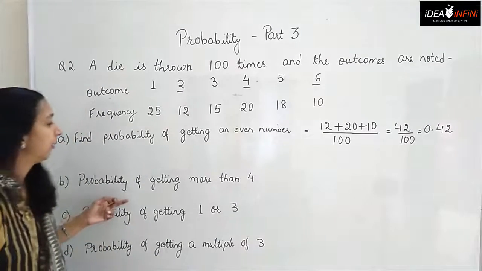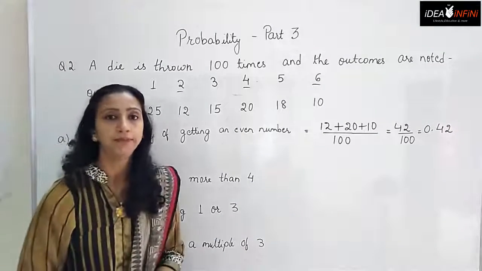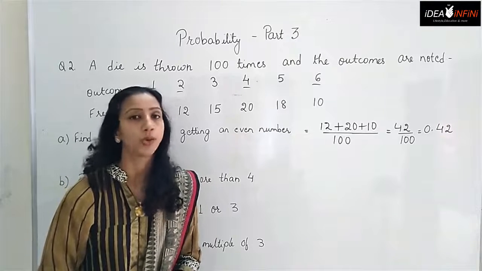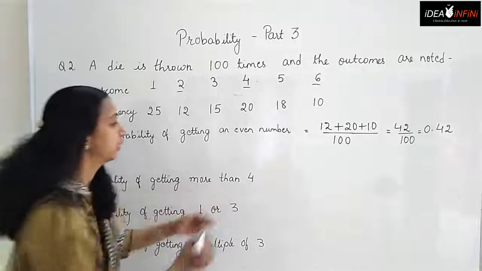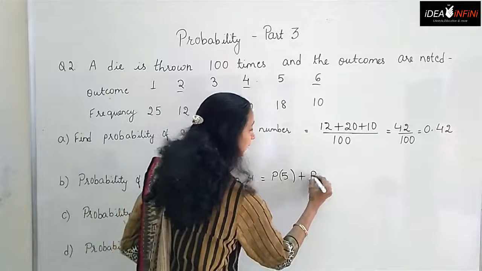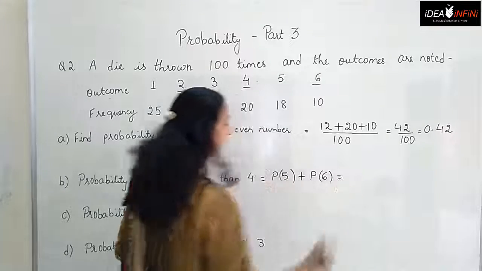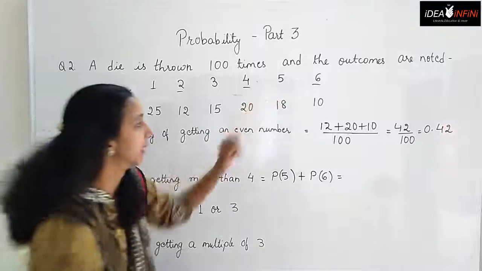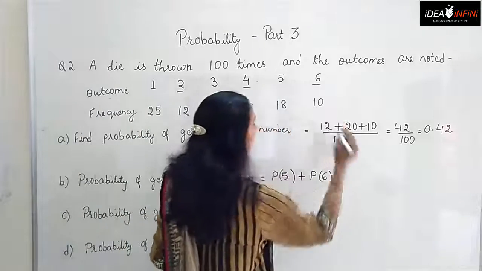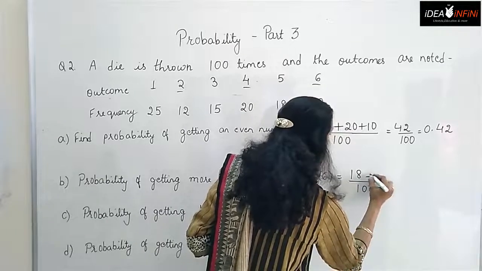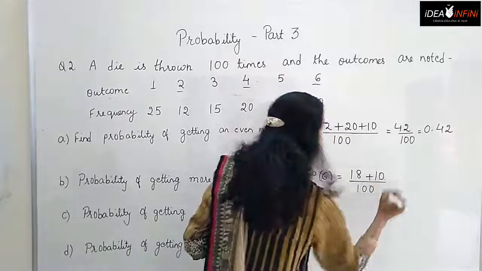Second part, probability of getting more than 4. More than 4 means that I have to get either a 5 or a 6 on the die. So that means probability of getting 5 plus probability of getting 6 will be added up. So probability of getting 5 is 18 by 100. And this is, sorry, 10 by 100. So this will be 18 by 100 plus 10 by 100.